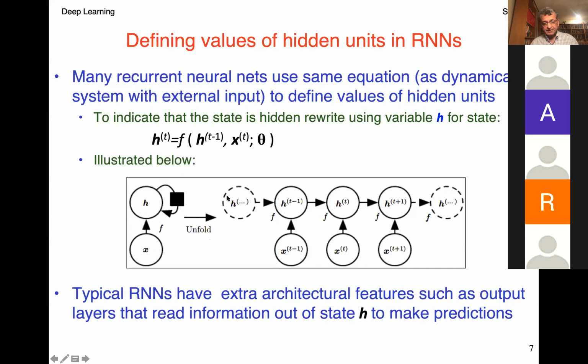When we unfold it, it becomes some state here, and then this is h_{t-1}. So h_{t-1}, we have x_{t-1} coming as input. This h_{t-1} is provided as input, and f operates on h_{t-1} as well as x_t, the current input. So this is the equation here that's going on. h_{t-1} and x_t, and the same set of parameters, theta, produce h_t, and so on. Typical RNNs have extra architectural features such as outputs. This one is not showing any outputs. As output layers that read information out of state h to make predictions. So we could say, well, you are giving me words of English, right? And maybe the hidden states are somehow being produced from these, and from these hidden states, maybe we can be producing outputs at every point, right?